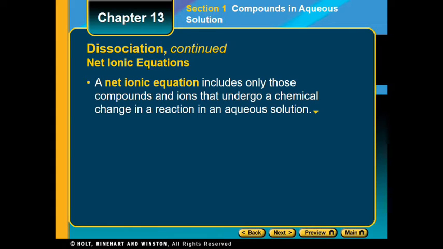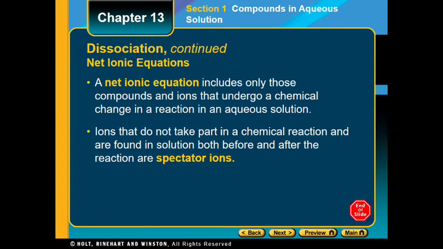So we do have something called net ionic equations. These are going to be compounds and ions that undergo a chemical change in a reaction in a solution. And these ions that do not take part in the reaction are found in solution both before and after the reaction and are called spectator ions. So for the rest of this smaller section, we're going to concentrate on these net ionic equations. And we're going to be picking out spectator ions. We're going to be picking out what's considered soluble and insoluble.